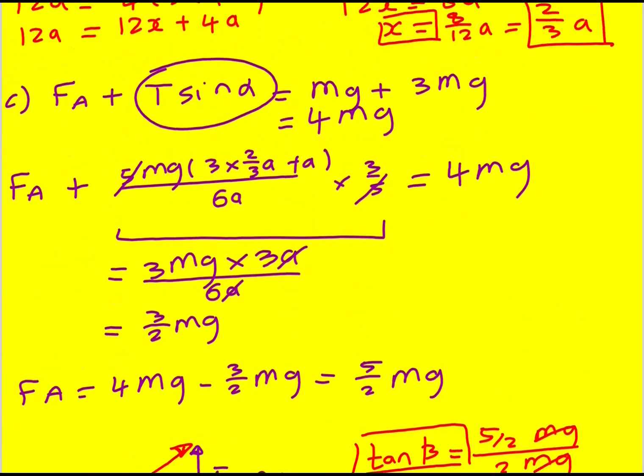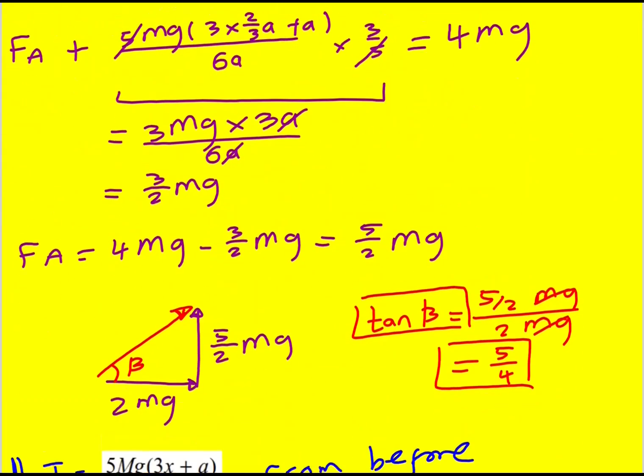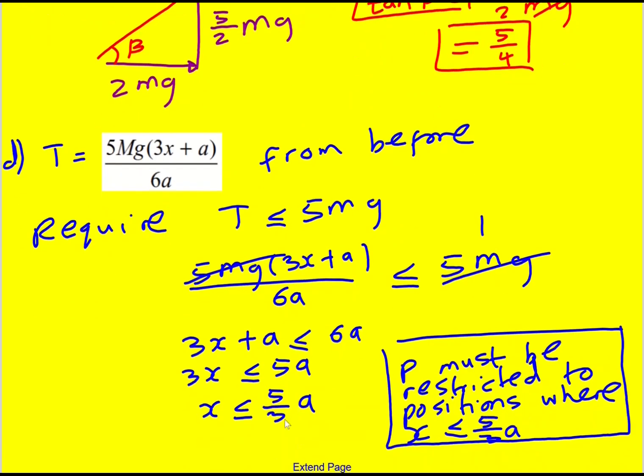The very last part was just saying that the tension can't be more than 5 mg. So we wrote down an inequality going back to the original version of the tension before we'd worked out what X was, because now X is back varying. And that gave us that X is less than or equal to 5/3 a. Phew, well done.